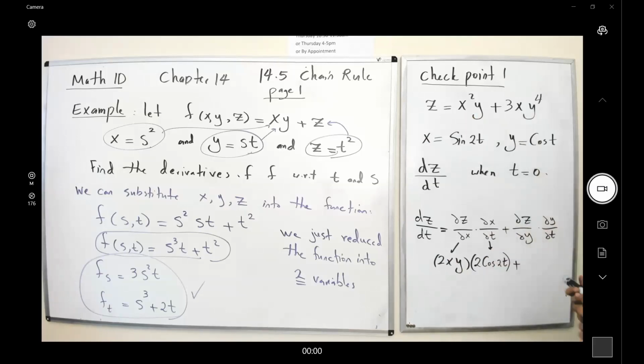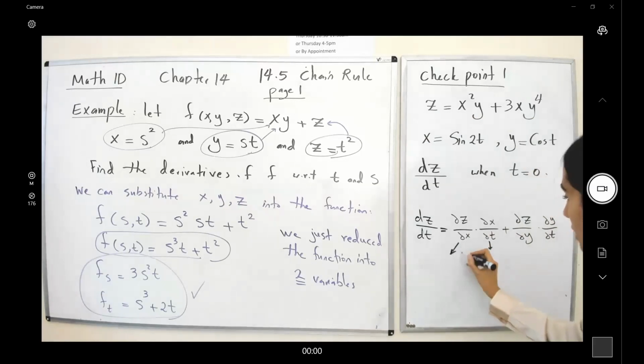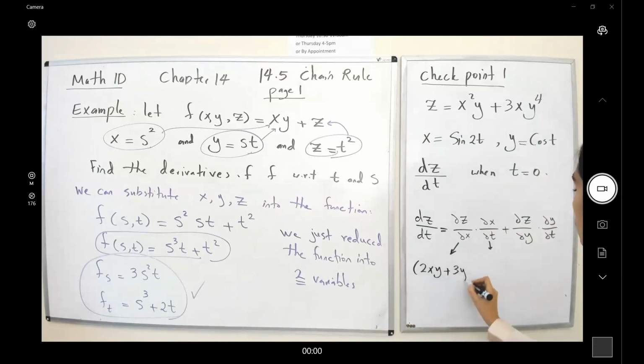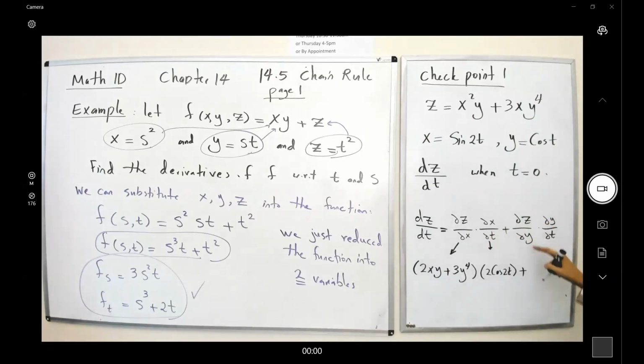Here you get x squared. Oh, I missed this part. Let me just write it here for you. Okay, we have a plus and we have x here. I forgot about the second part. Okay, 2xy plus 3y to the 4th. And here this guy is 2 cosine 2t plus, then dz dy, we have these two. So let me write it here for you. We get x squared plus 12xy cubed times the derivative of y with respect to t, which is negative sine t.